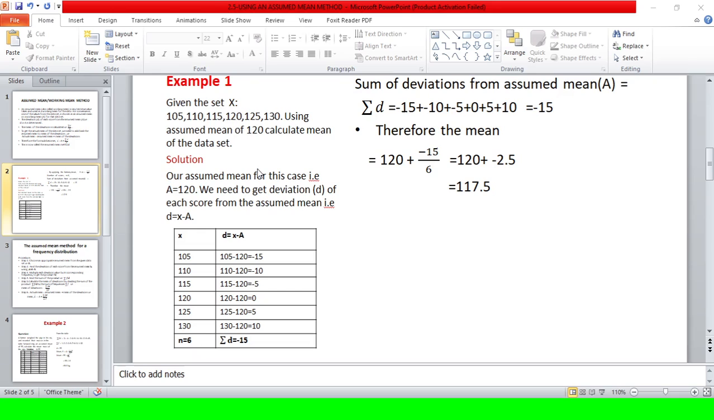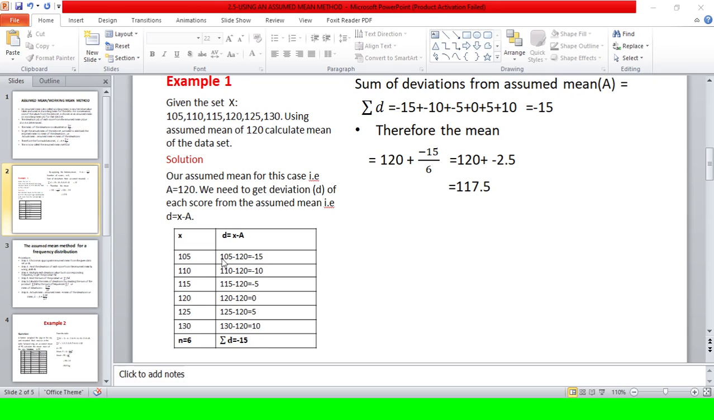Solution. Our assumed mean for this case, that is A equals 120. So we now have A equals 120. We need to get the deviation D, small letter D, of each score from the assumed mean. That is, D equals x minus A. So we need to have a table of values for the x values and a column for deviations D equals x minus A.